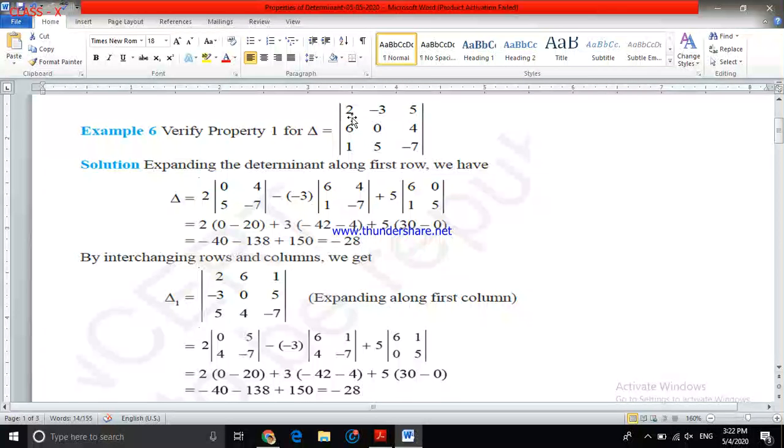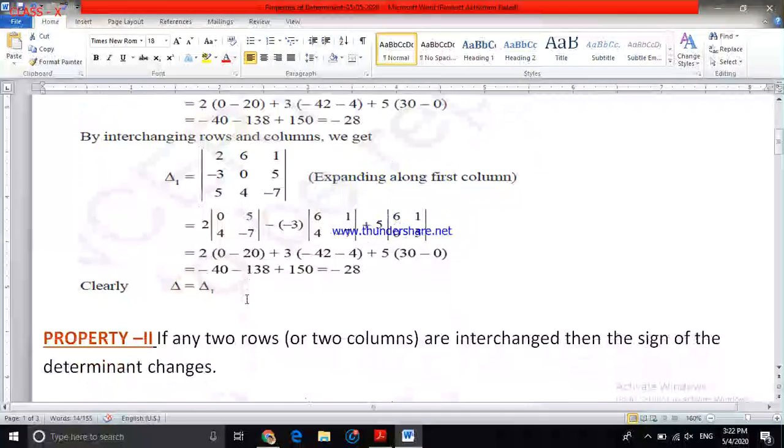Here you see the row is 2, minus 3, 5, and here the column is 2, minus 3, 5. The second row is 6, 0, 4, and here the second column is 6, 0, 4. So rows and columns are interchanged. After finding the determinant of delta 1, you also got the answer as minus 28. So by interchanging the rows and columns of the given matrix, the determinant won't change. That is property 1.